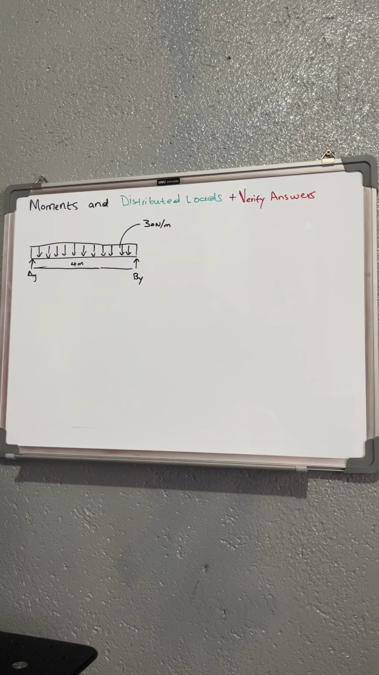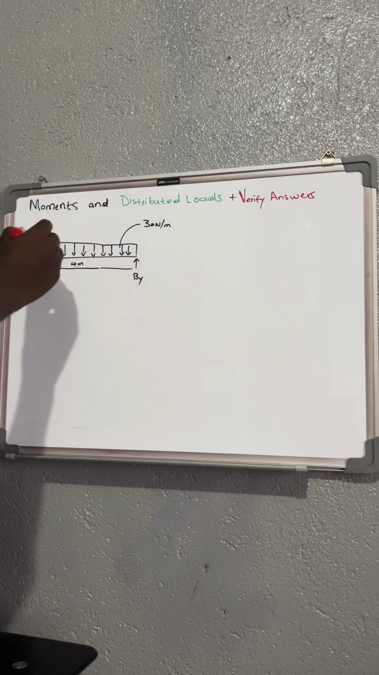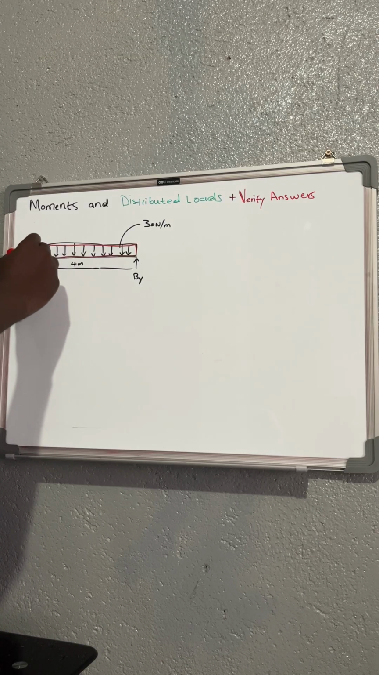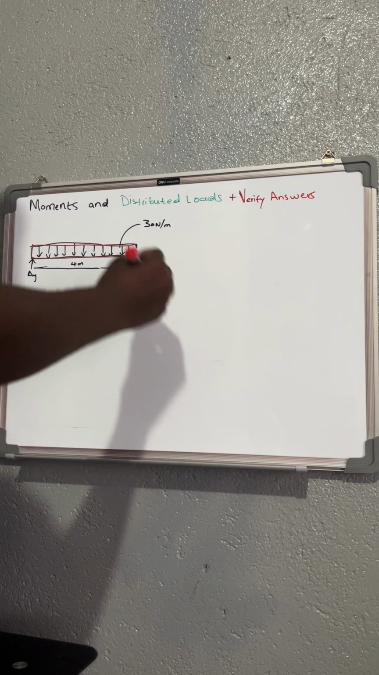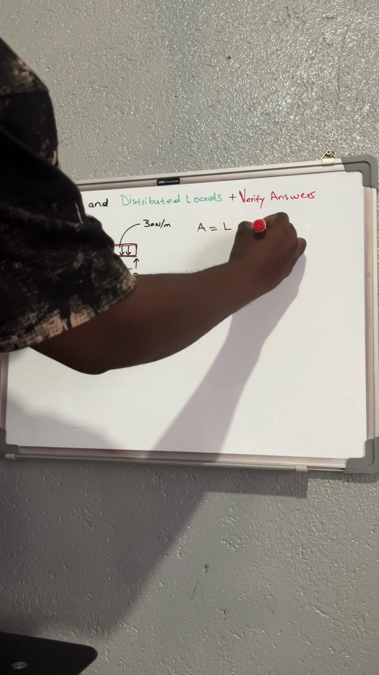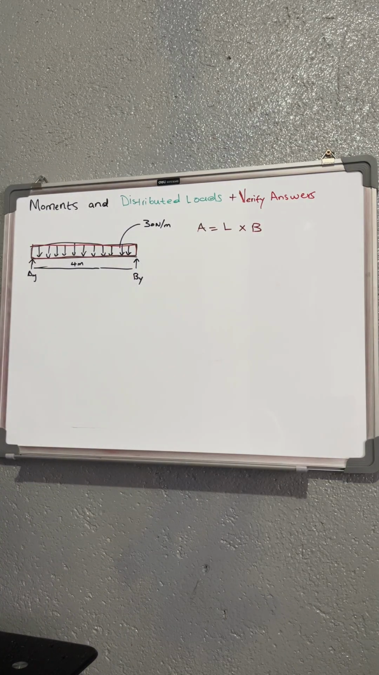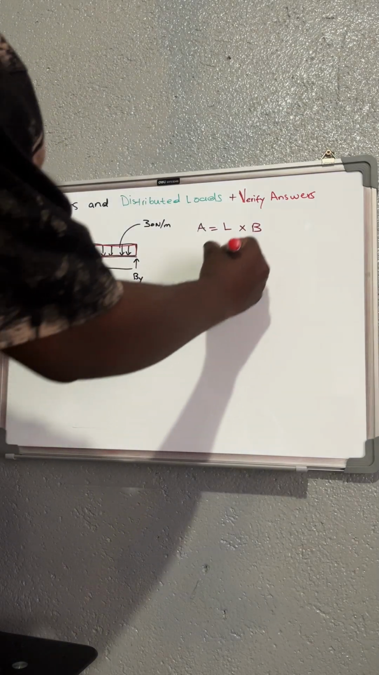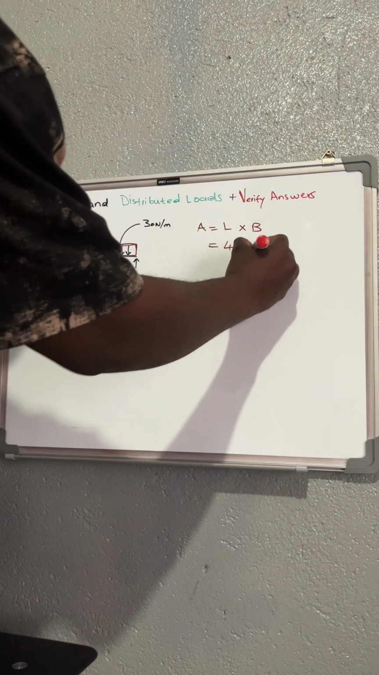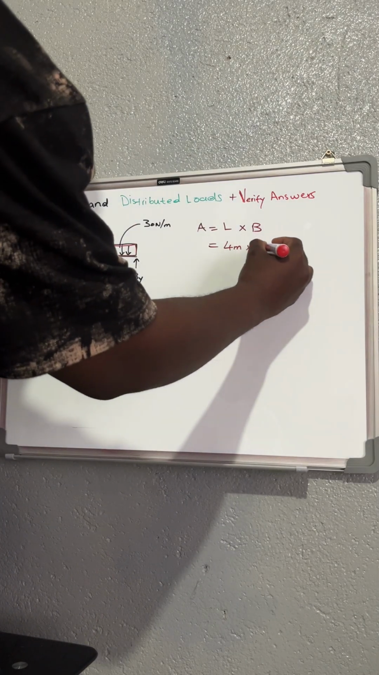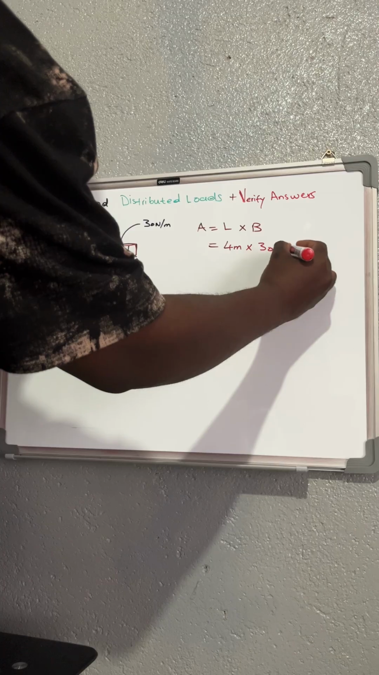Then you come and say, what is this thing? You can see this thing looks sort of like a square, but it's a little bit longer. You'll ask yourself, what is the area of that? The area of that is your length times breadth. What's my length? My length is your longer side. You have your 4 meters multiplied by the breadth, which is this thickness, then you have your 30 Newton per meter.